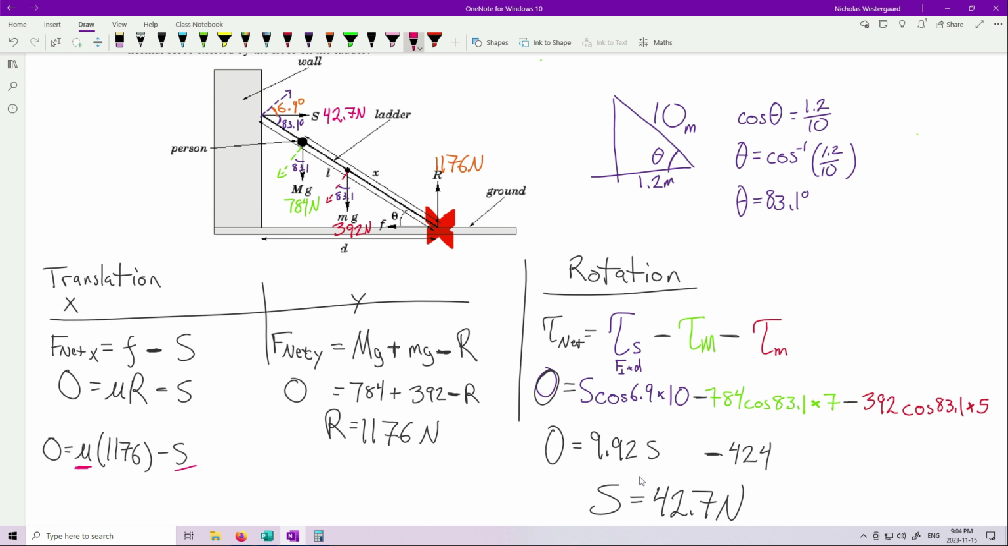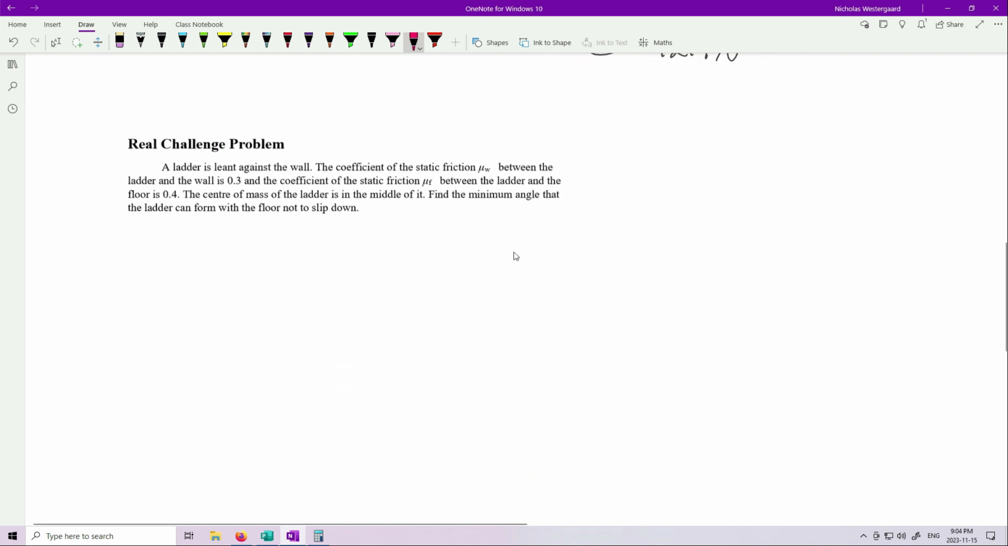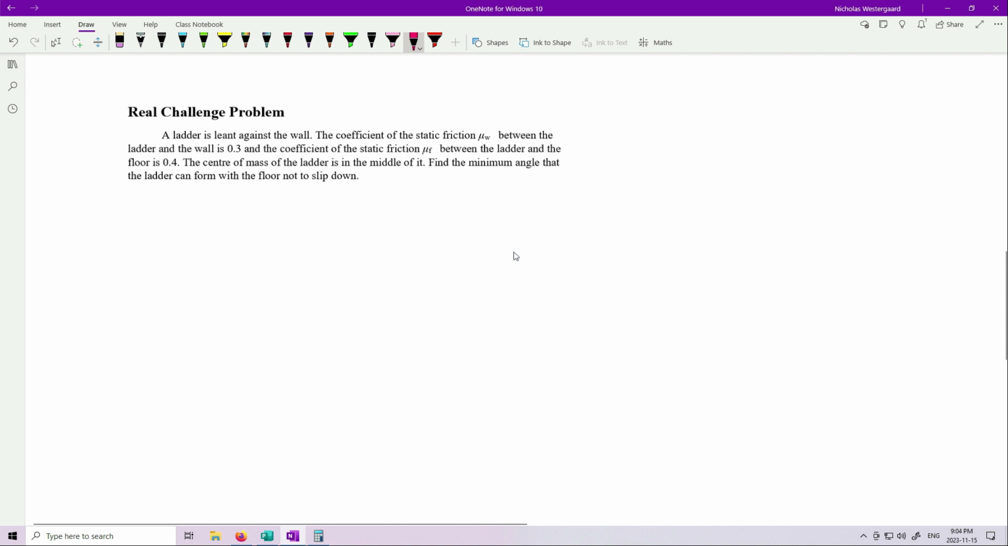I hope that this problem seems okay, because this is the warm-up. It's time for us to take a look at the real challenge problem. We have a ladder, it's leaning against a wall, and there's a coefficient of static friction that we're calling mu w between the ladder and the wall, and the coefficient of static friction we're calling mu f between the ladder and the floor. So ladder and wall, mu w, 0.3, and ladder and floor, mu f, 0.4. The center of mass in the ladder is in the middle, so we're saying this is a uniform ladder. Find the minimum angle that the ladder can form with the floor and not slip down.